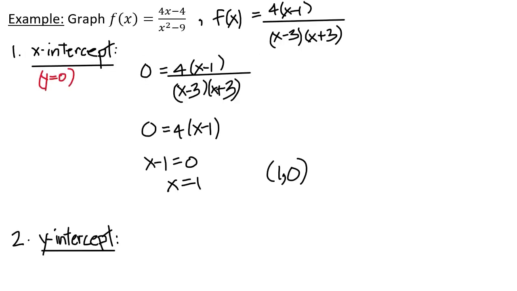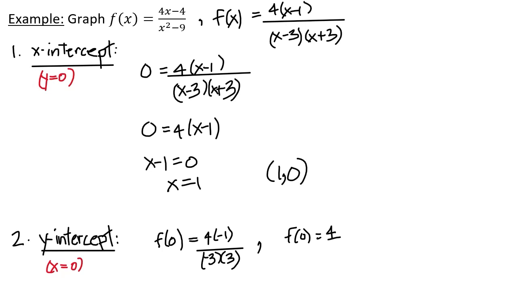Next, I want to find the y-intercept. That's the point where x equals 0 on any graph. So f of 0 will give me the y value for the y-intercept. So that's 4 times negative 1 in the numerator and negative 3 times 3 in the denominator. So f evaluated at 0 is positive 4 ninths. So the point in question is 0, 4 ninths. So the x-intercept is the point 1, 0, and the y-intercept is the point 0, 4 ninths.